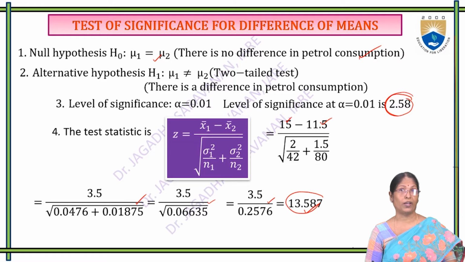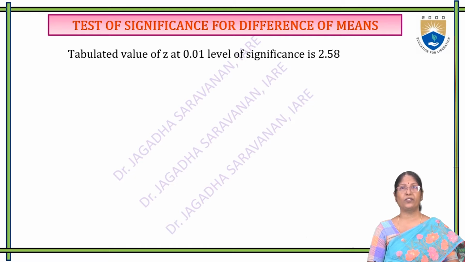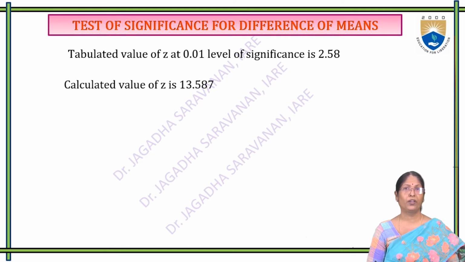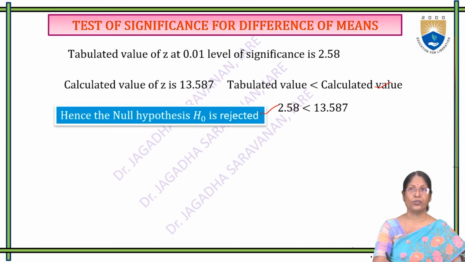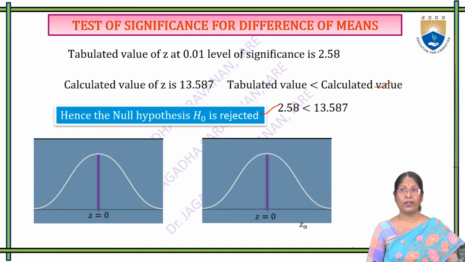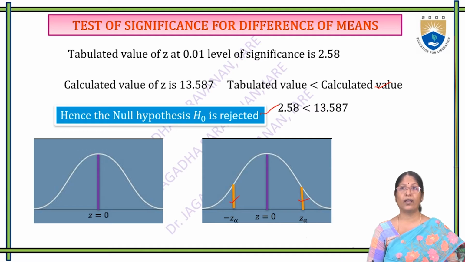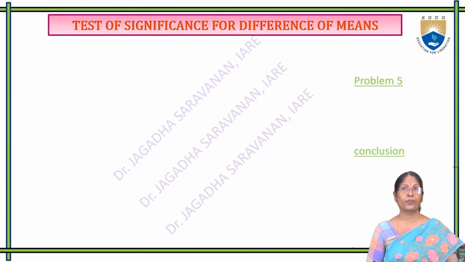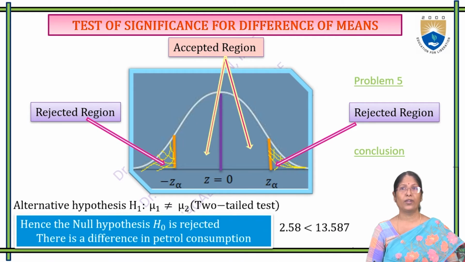What is the defined statement on that? The tabulated value of z at 0.01 level of significance is 2.58. The calculated value of z is 13.587. The tabulated value is less than the calculated value, that is, 2.58 is less than 13.587. So the null hypothesis H0 is rejected. The graphical representation is the normal curve, the bell-shaped curve, and for the two-tailed test, there is minus z alpha on the left vertical line, and the right vertical line starts from z alpha. So the final output of the two-tailed test, the graphical representation, we can see here.